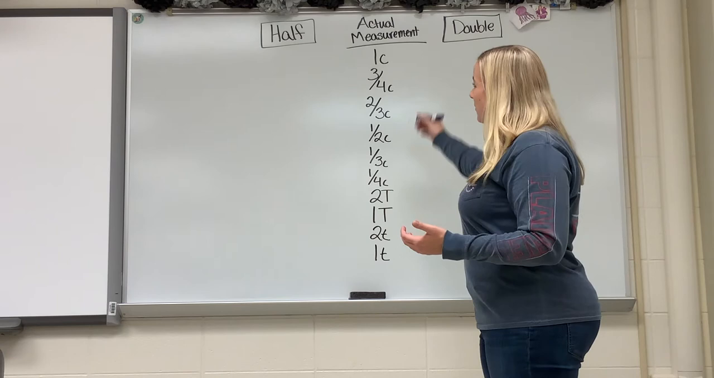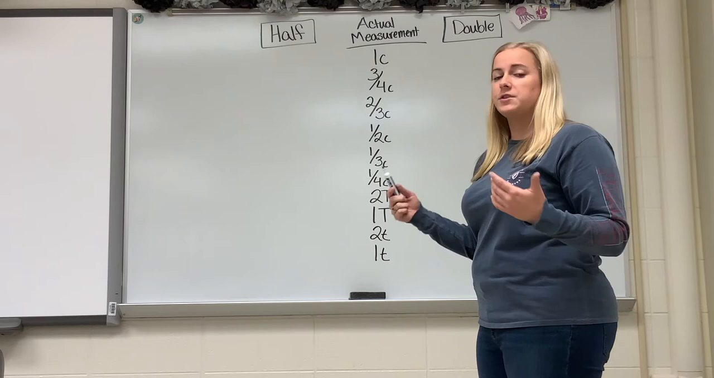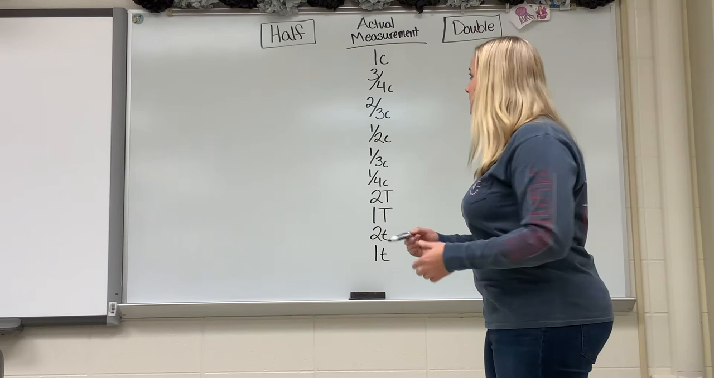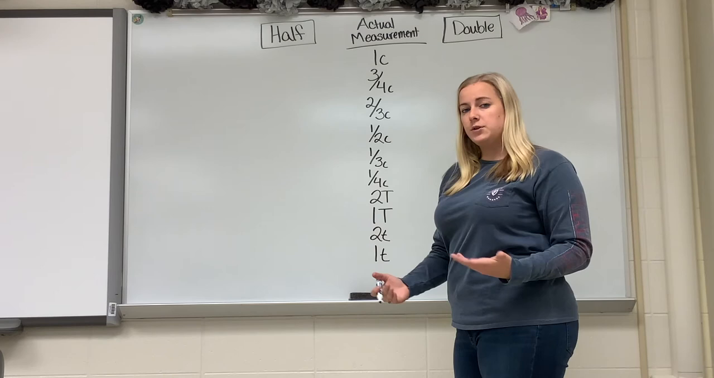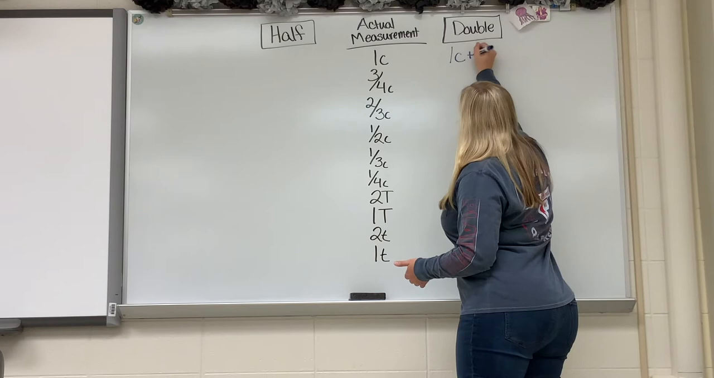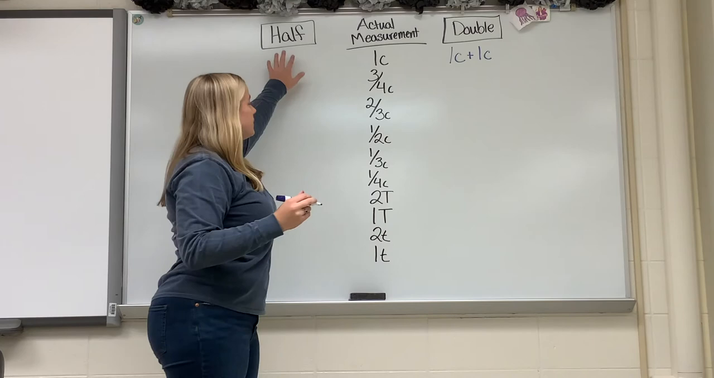Okay, so when we cut them in half and when we double them, we always want to make sure that we are using the most efficient measurement as if we were using a standard set of measuring cups. So for example, if I were to measure out 1 cup, but I needed to double it, you would think that I would just write 2 cups. But we don't have a 2 cup measuring cup, so I would write it as 1 cup plus 1 cup. But let's start with the halves and then we'll move on to the doubles.